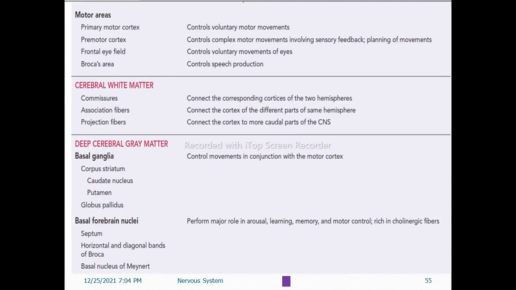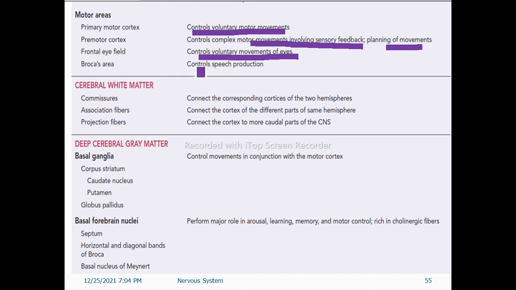The third type of area is the motor area: primary motor cortex, premotor cortex, frontal eye field, and Broca's area. The primary motor cortex controls voluntary motor movements. The premotor cortex controls complex motor movements involving sensory feedback and planning movements. The frontal eye field controls voluntary movements of the eyes. Broca's area controls speech production.